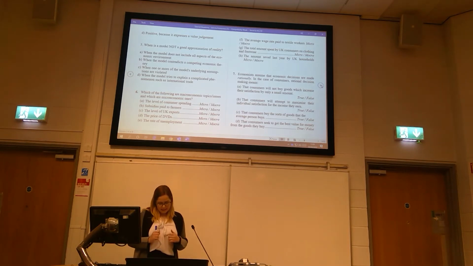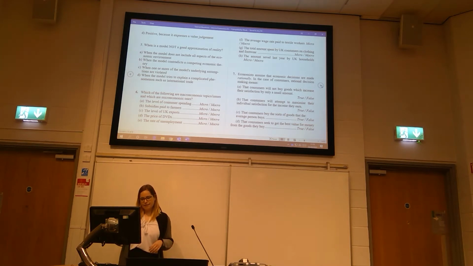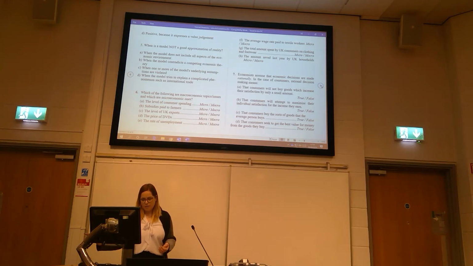Next question is question number 7, which has 4 statements, and we have to decide whether those statements are true or false. So the question starts with economists assume that economic decisions are made rationally. In the case of consumers, rational decision means that consumers will not buy goods which increase their satisfaction by only small amount. This statement is false because the goal of consumers is to maximize their satisfaction, so everything that increases their satisfaction they will buy.